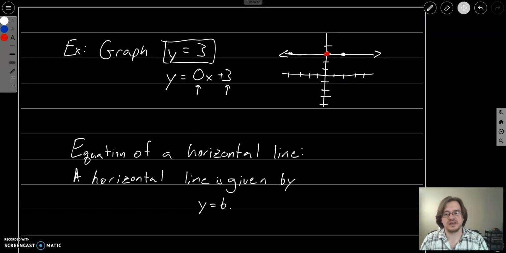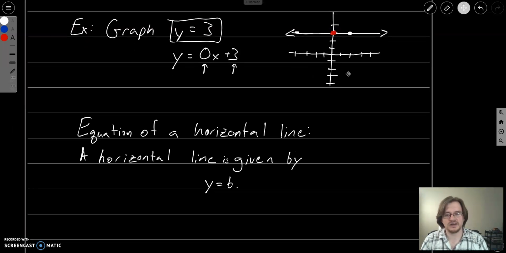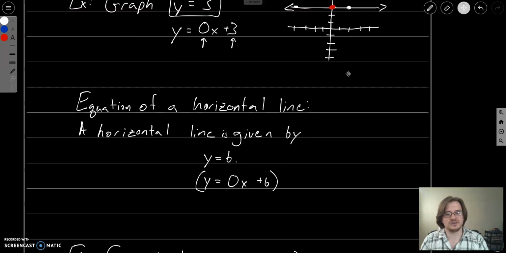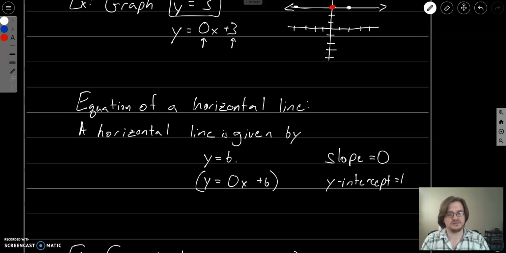And this, in general, is the equation for a horizontal line. And again, when I write down y is equal to b, we can expand this a little bit and say y is equal to 0 times x plus b. So this is sort of off to the side. We can think about it like this. So the slope of a horizontal line is always 0, and then the y-intercept we can read off as b.